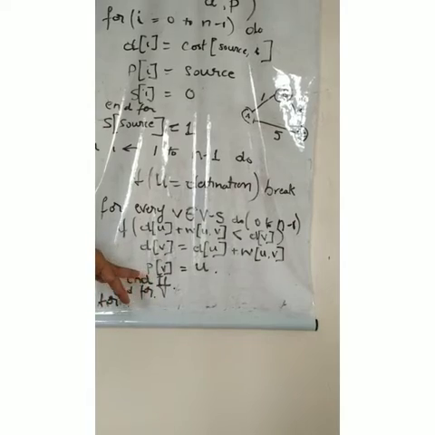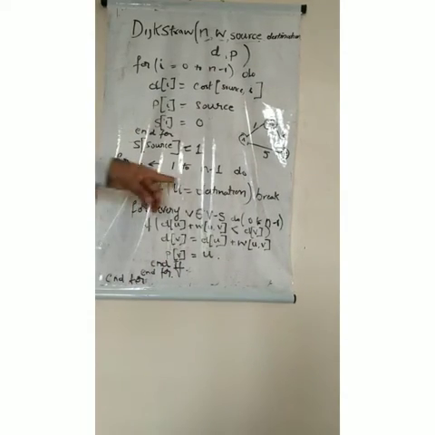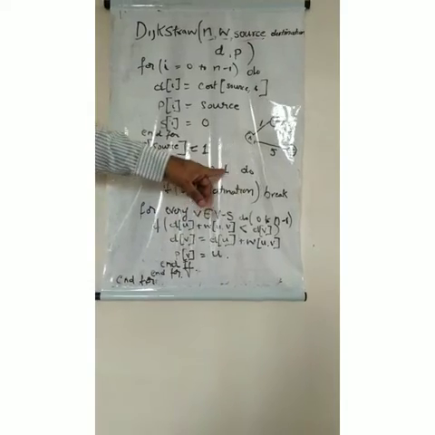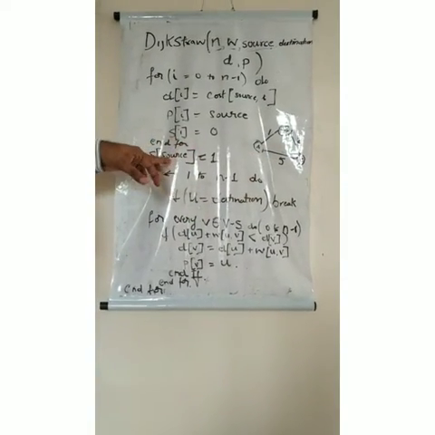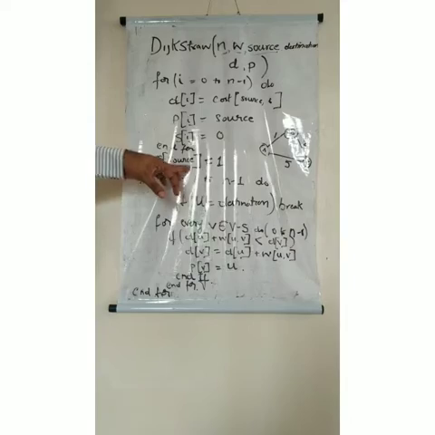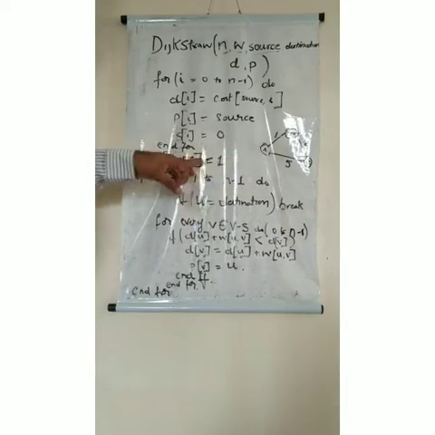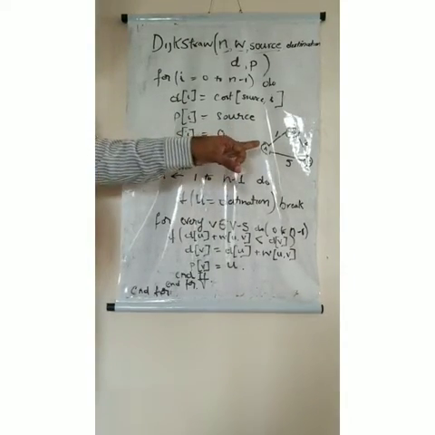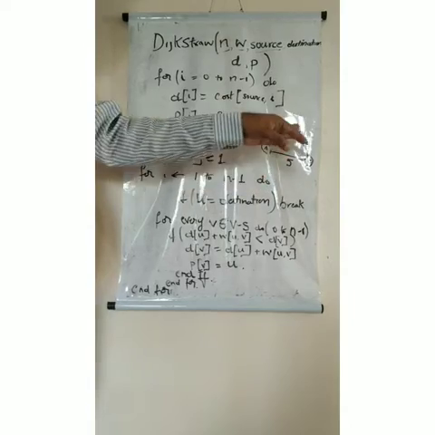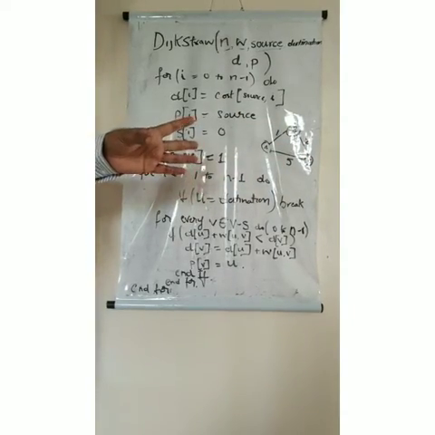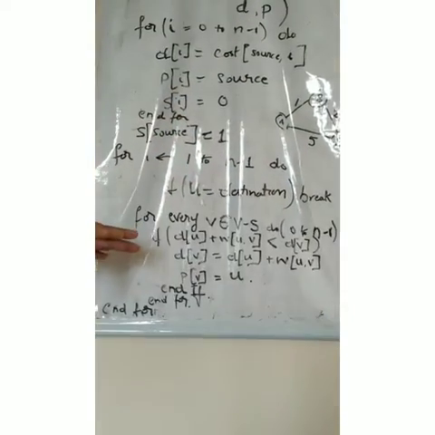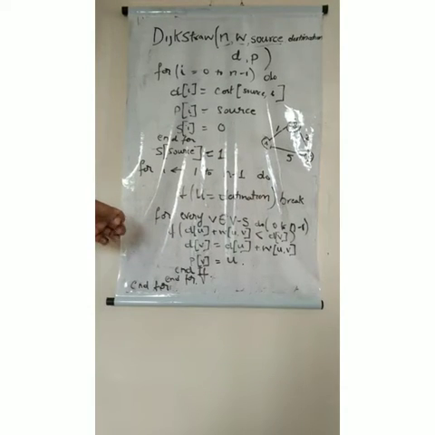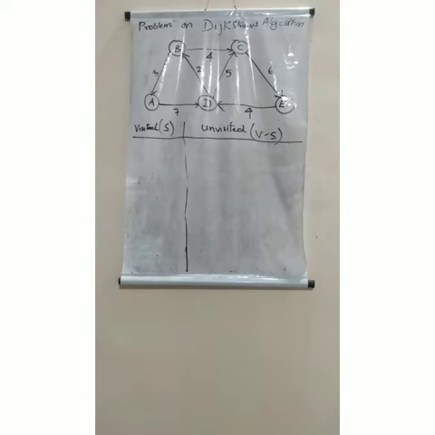That is the meaning. Like this you are going to repeat this till you have visited all the vertices. Now there are 3 vertices, A, B, C. All 3 we have visited, so we are going to stop the algorithm. Let us discuss a problem on Dijkstra's algorithm.